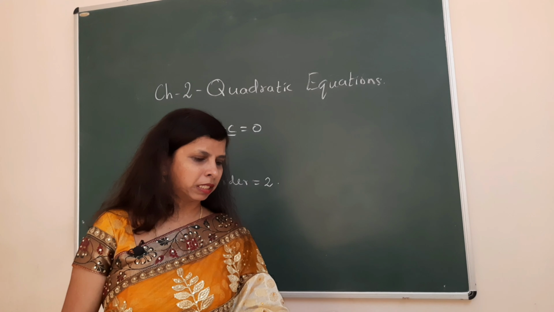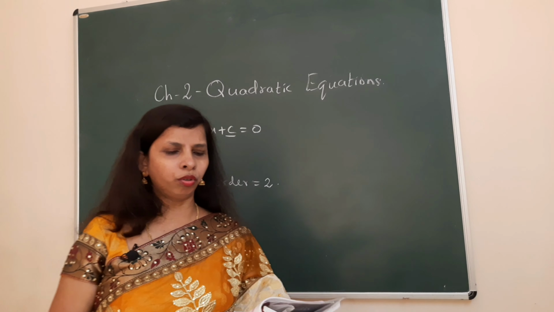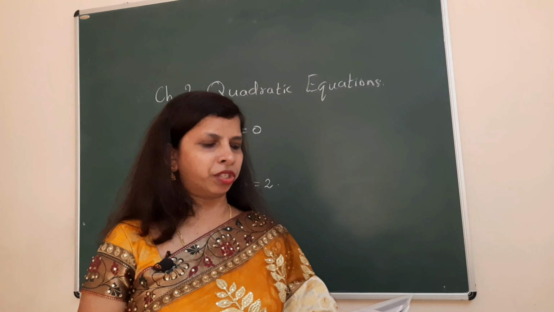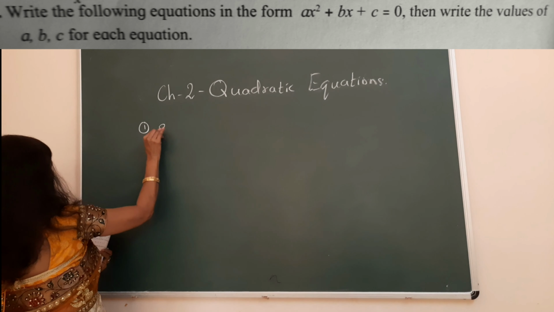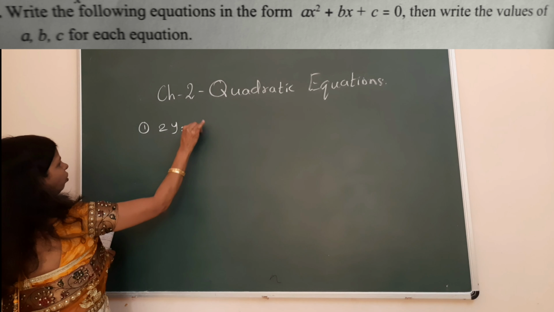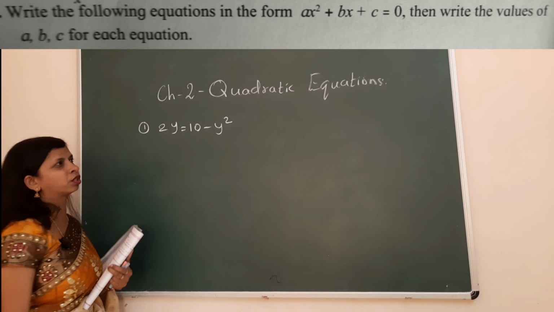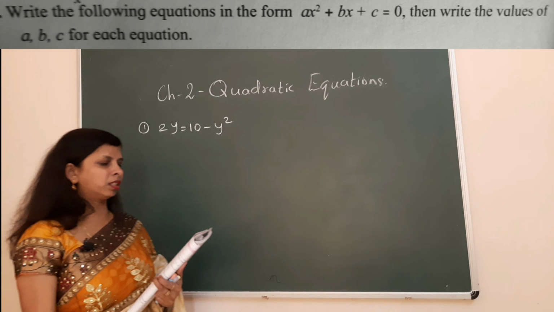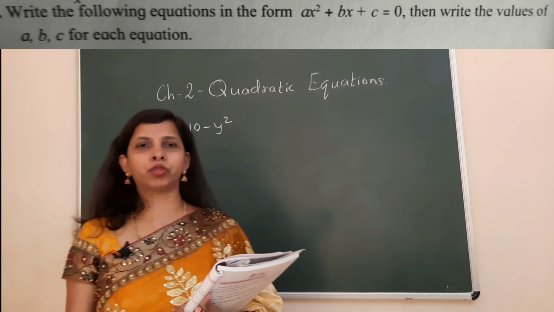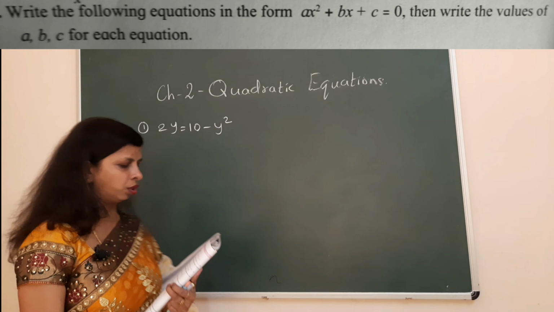Okay, so let me start with how to reframe the given equation. Write the following equations in the form ax square plus bx plus c equal to 0. Then write the values of a, b, c for each equation. 2y is equal to 10 minus y square. You need to write this in the form of ax square plus bx plus c equal to 0.